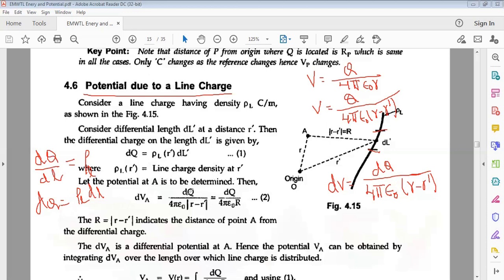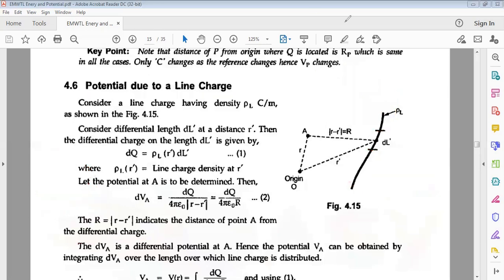Let the potential at A be determined. Then the differential potential is dV equal to dQ by 4 pi epsilon naught into R minus r dash. This r is the distance from the origin to the point A, and r dash is the distance from the origin to the differential length we are assuming on the line, a small differential length. So the capital R distance is r minus r dash, which indicates the distance of point A from the differential charge. Got it, my dear friends?